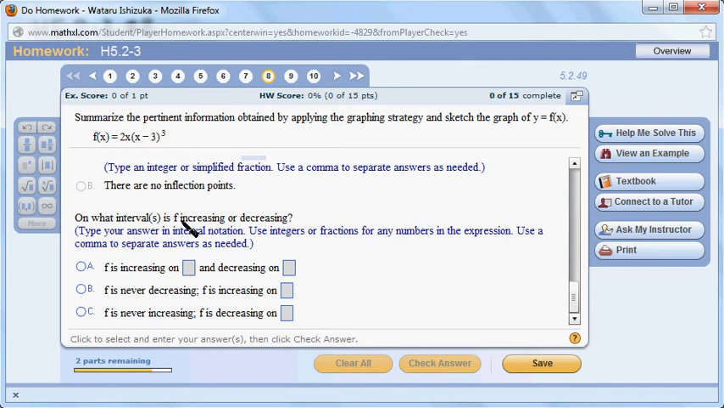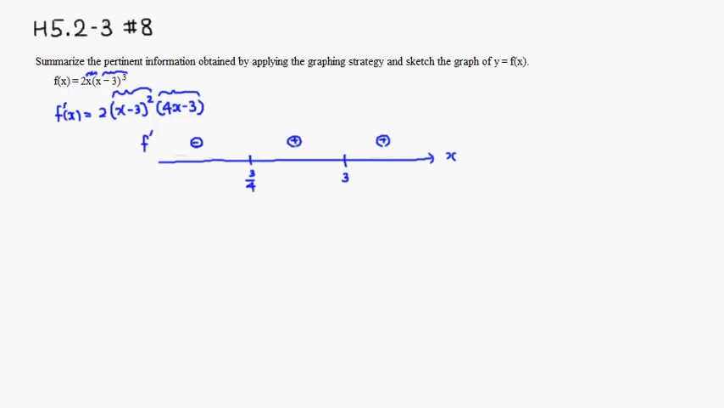On what interval is f increasing and decreasing? We have to go back to the derivative. Okay, so we're back. This was the number line we did for the first derivative. The first derivative is negative on the interval from negative infinity to 3/4. After that, it's positive, so it's increasing. So let's answer that question.